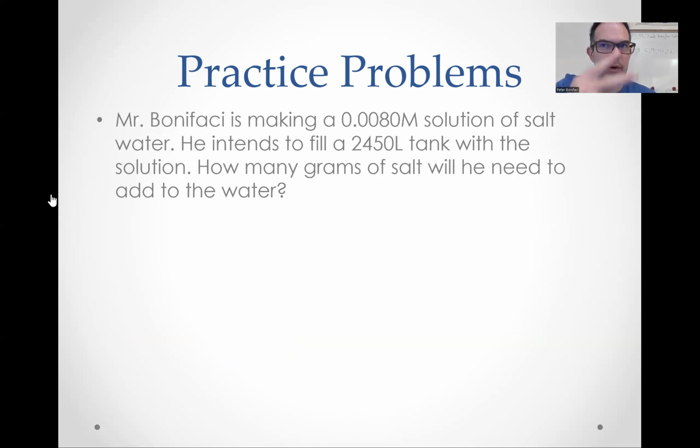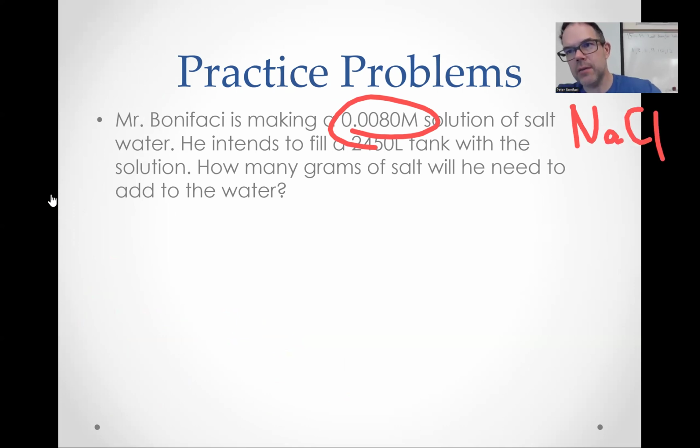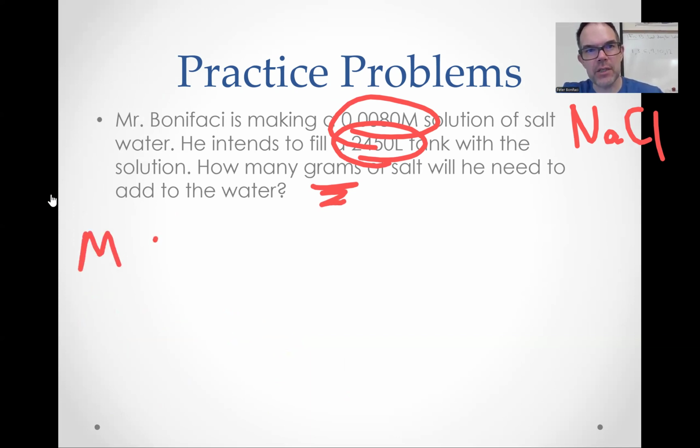Okay, problem 2 of 3. Mr. Bonifaci is making a 0.0080 molar solution of salt. Remember, salt is NaCl. It's 2,500 liters in the tank, and we want to know grams. Let's look at the equation again. Molarity is equal to moles over liters. So we have molarity.